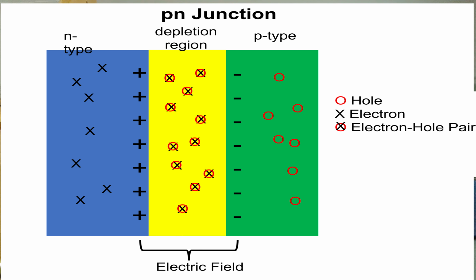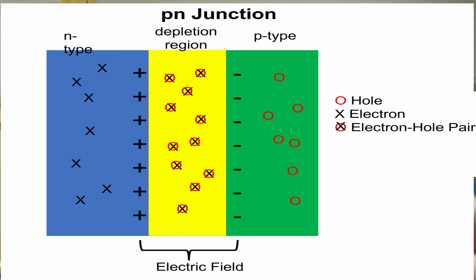is that the electrons in the N-type will move towards the P-type semiconductor, and the holes in the P-type will move towards the N-type because they're trying to neutralize each other. And what happens is you get something called a depletion region where these electrons and holes form electron-hole pairs. So you end up with an area that's depleted of charge, so it's very difficult for electricity to pass across this interface.